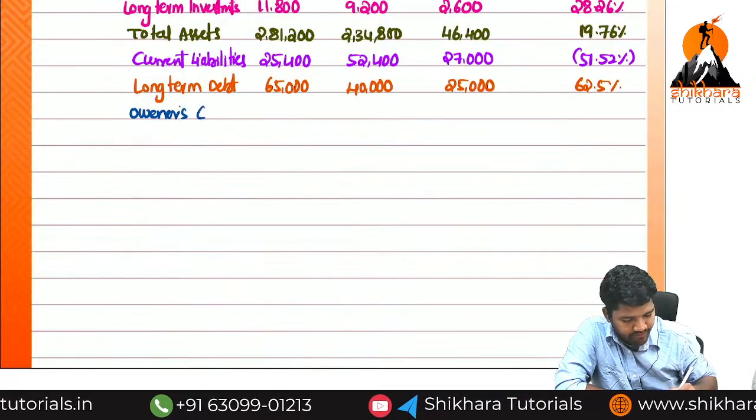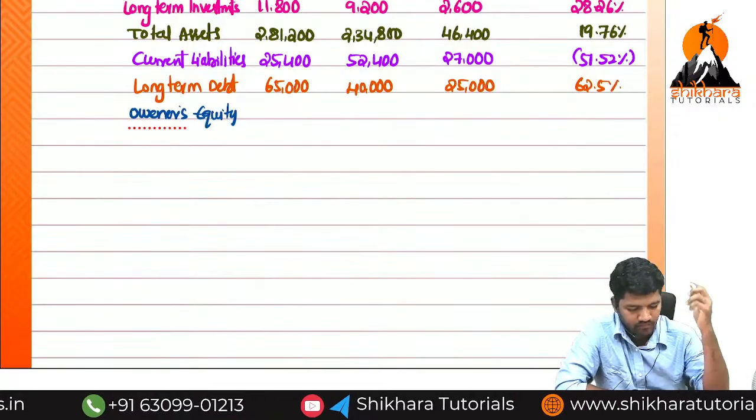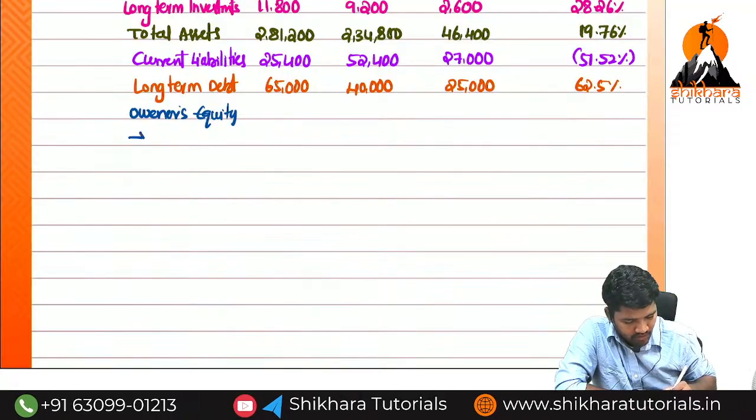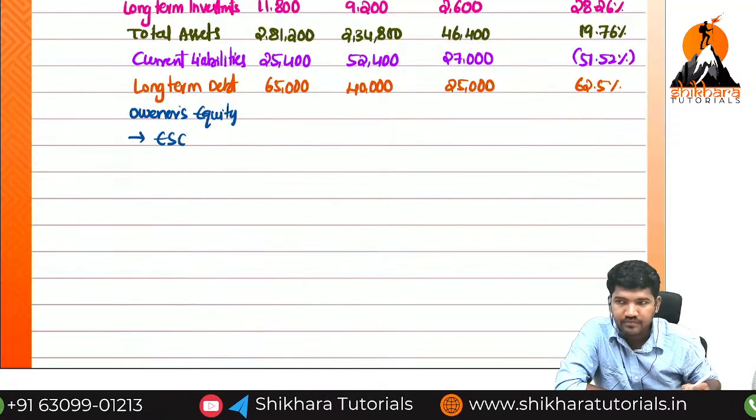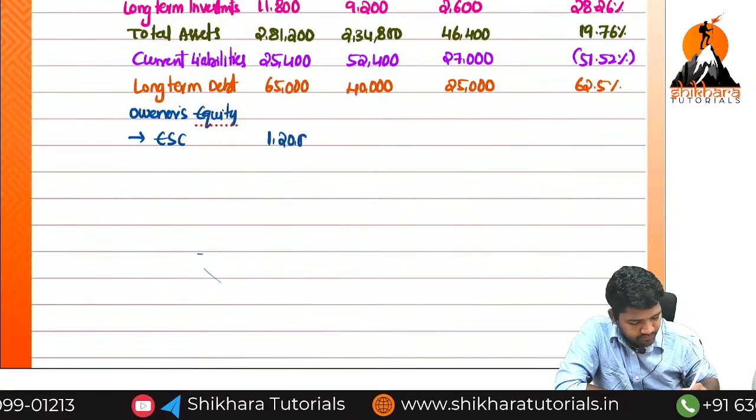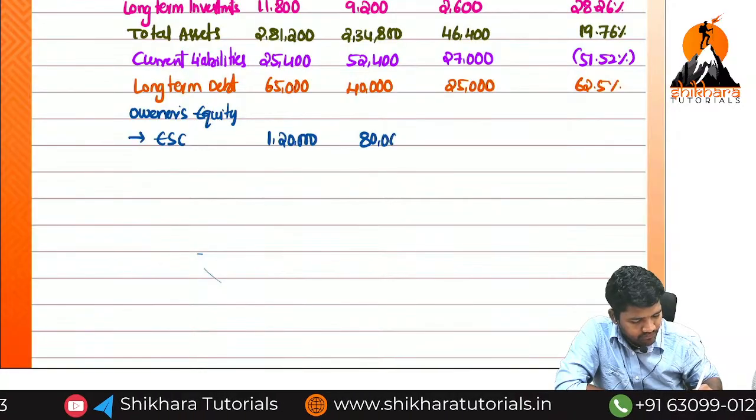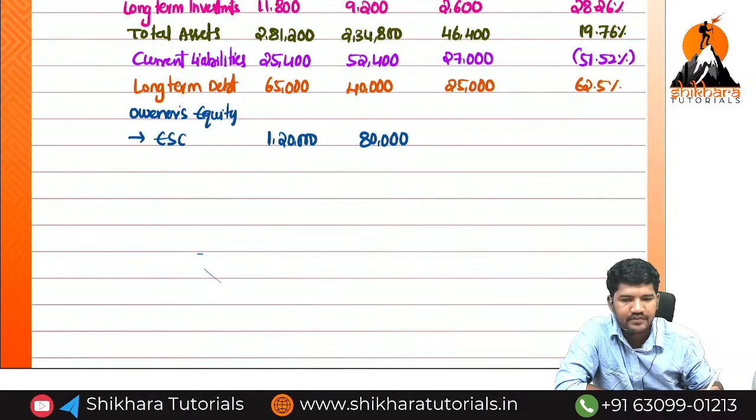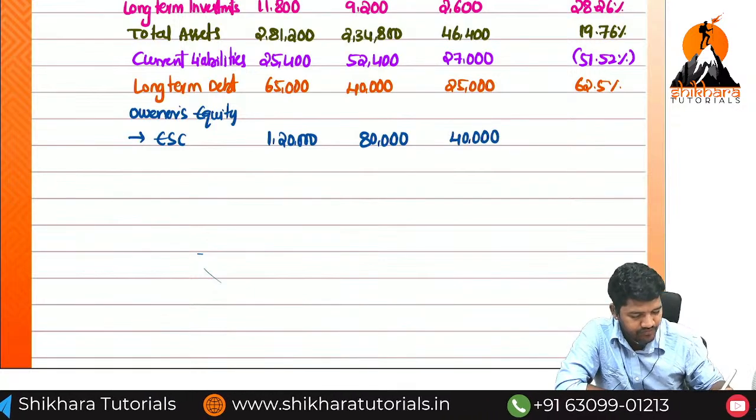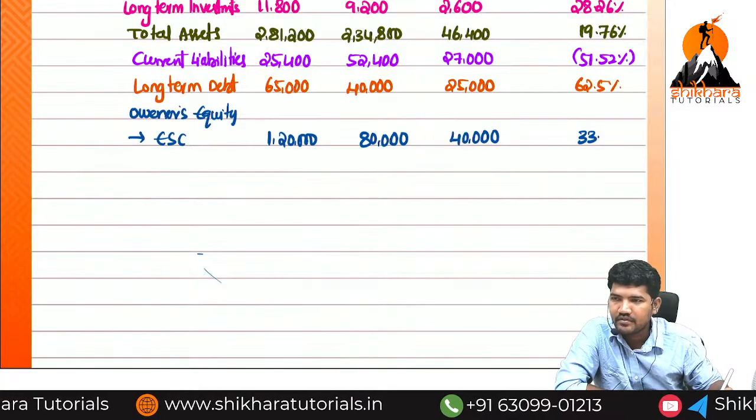Owner's equity. Okay, equity share capital, please. 1,20,000. 80,000. Increase or decrease? 40,000. What is the percentage change? Exactly 33%.